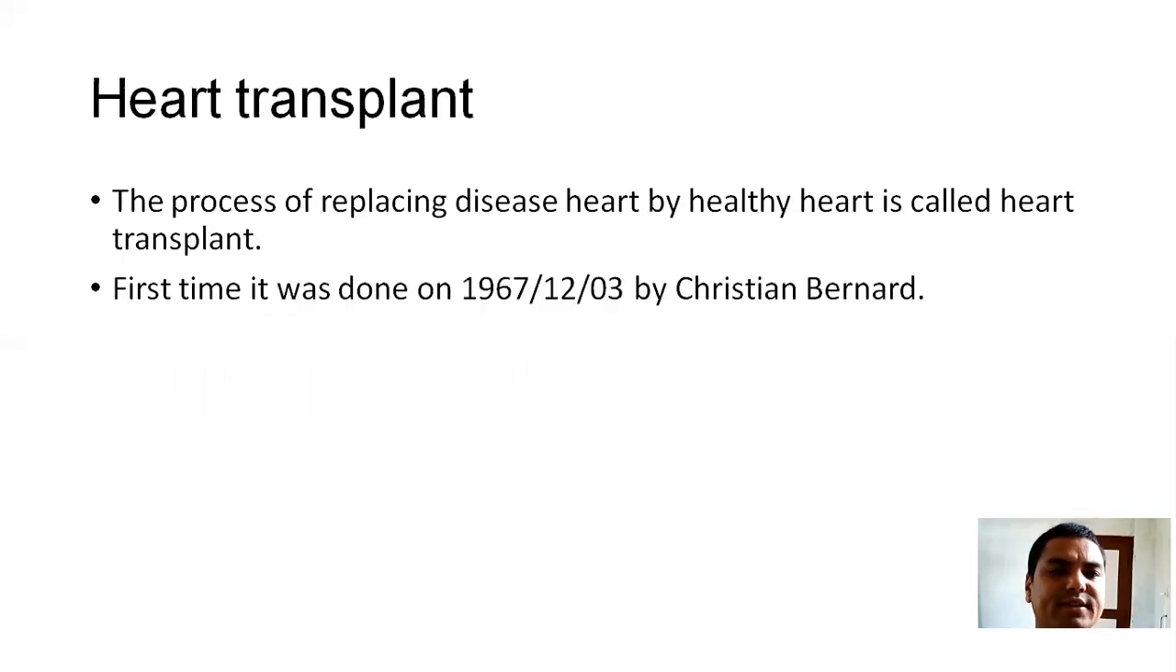Heart transplant. The process of replacing a diseased heart by a healthy heart is called heart transplant. It was first done on December 3, 1967, by Christiaan Barnard.